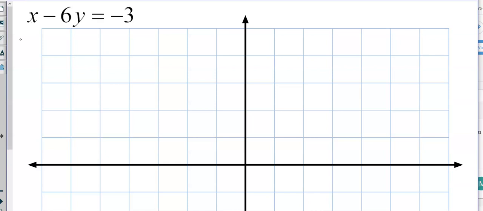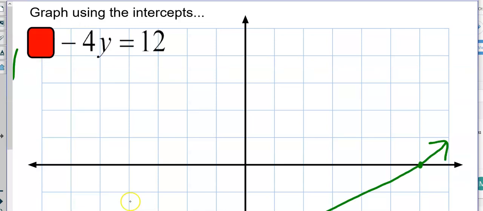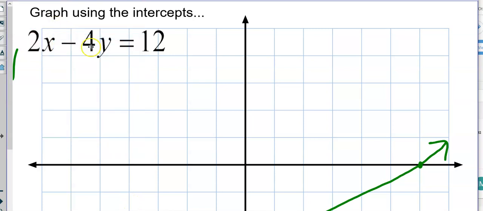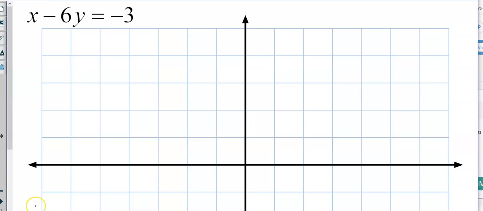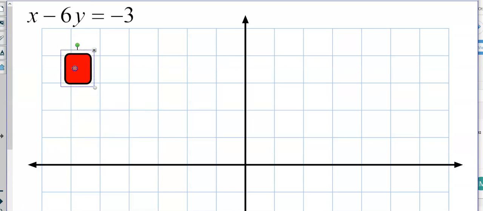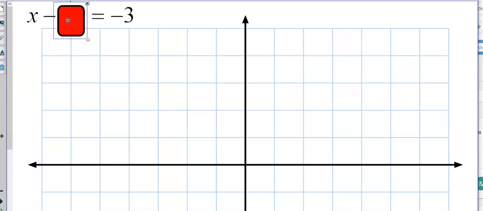And that is your lesson. We're just doing lots and lots of graphing. Let's do that cover-up method again. Let me go back and grab that thing here. Let's see if I can paste it. All right, okay. So I'm going to cover that up. So it looks like x equals negative 3. So I'm going to plot that point right here.